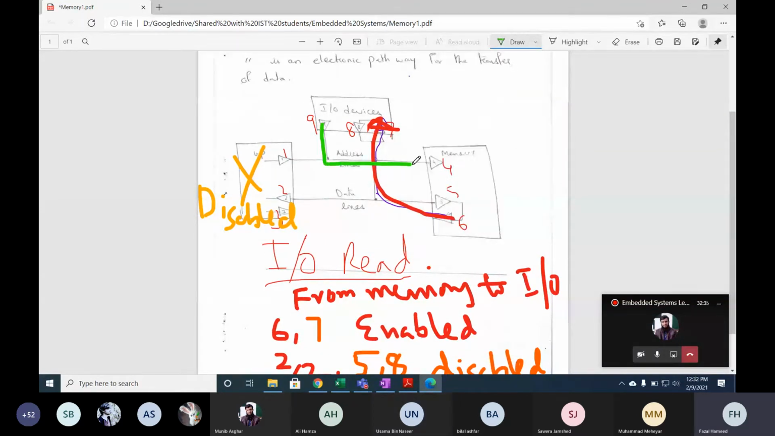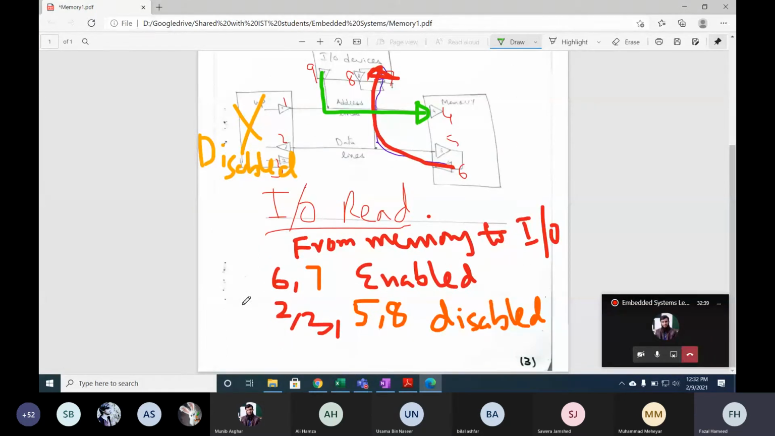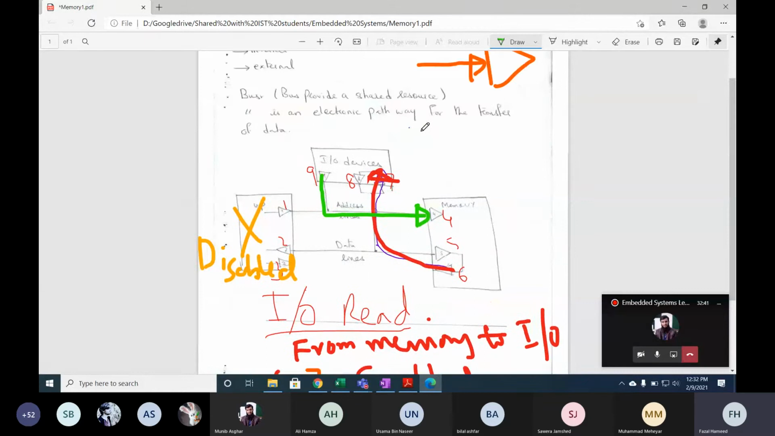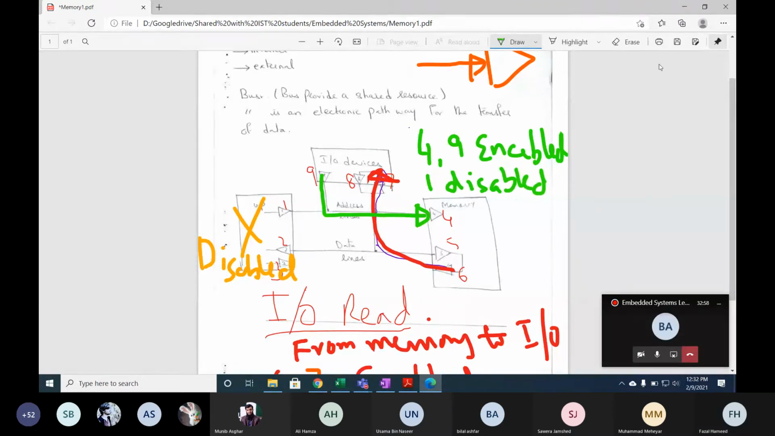So IO will provide an address, so the address will be provided from this direction. So actually from the address lines, 4 and 9 will be enabled. And which will be disabled? 1 sir. 1 will be disabled. Very good. I'm also saving this. मैं यहाँ पे save कर रहा हूँ. I'm saving this, and you can find this scenario.